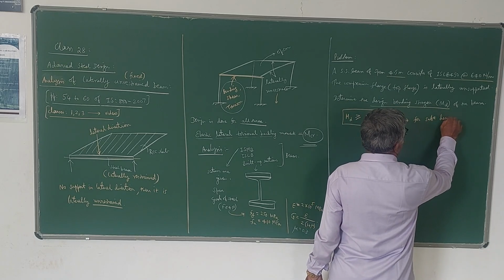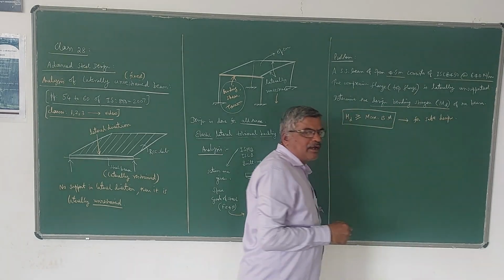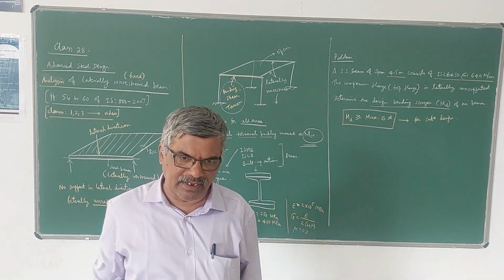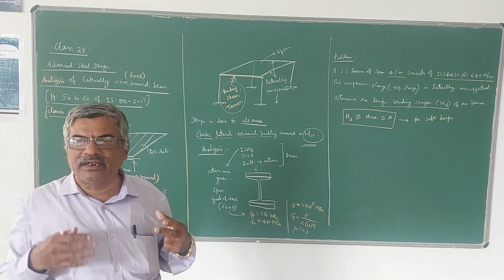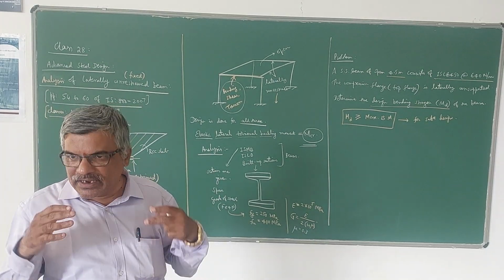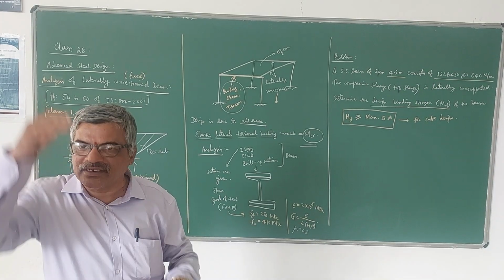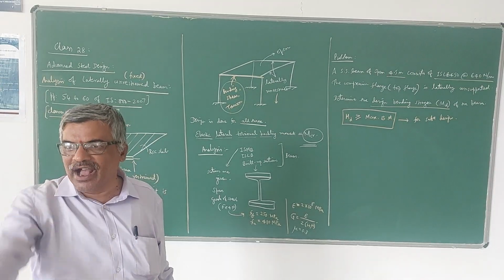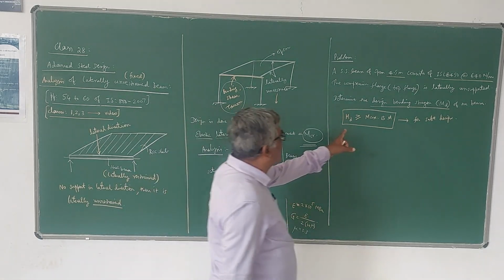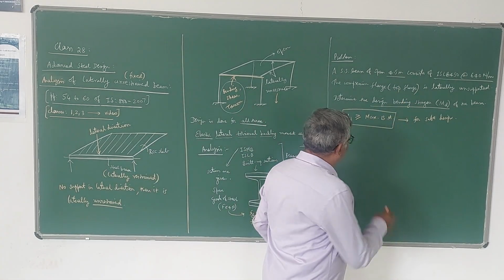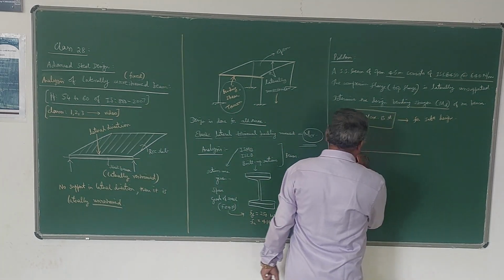For safe design, the MD should be greater than M, the maximum bending moment. That is the criteria. Always, design bending strength means that is the internal strength. Internal strength of the member should be greater than the external force, correct? That is the idea. Then only the structure will be safe. Now we have to find out this MD for this section. Now the thing is, it's a simply supported beam like this.